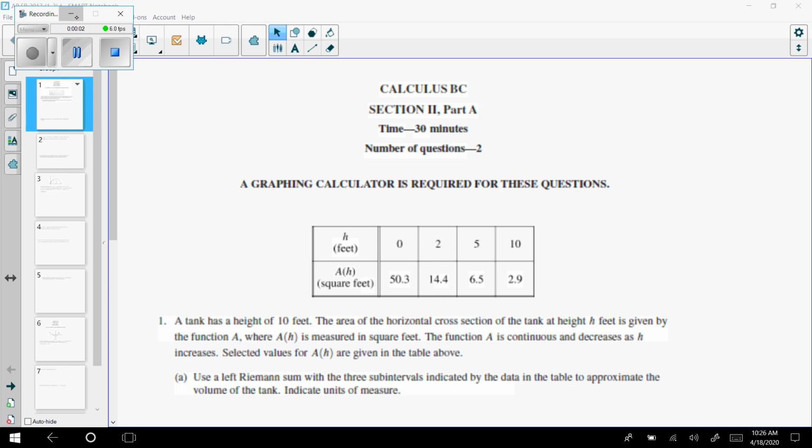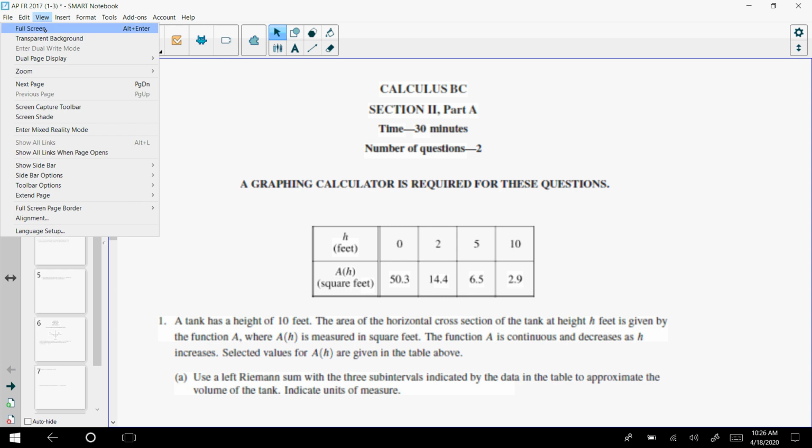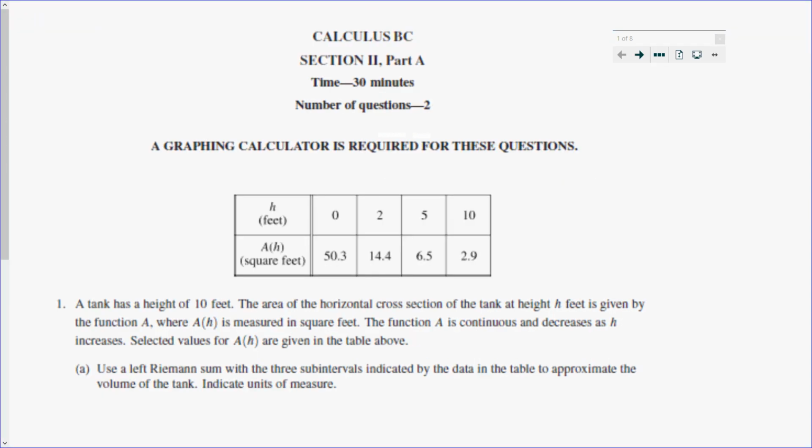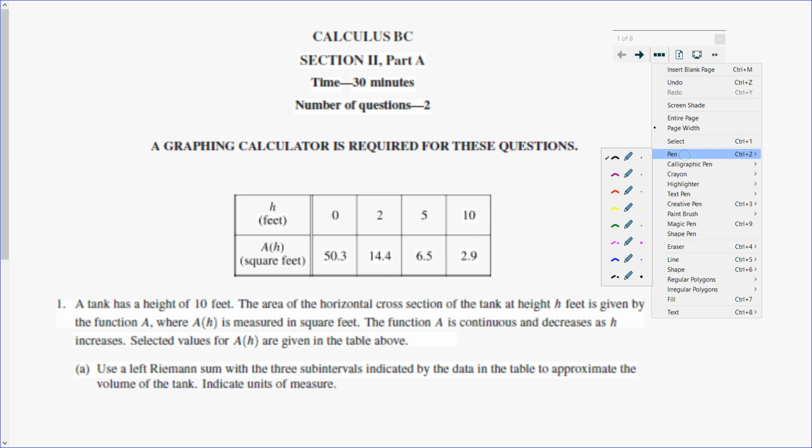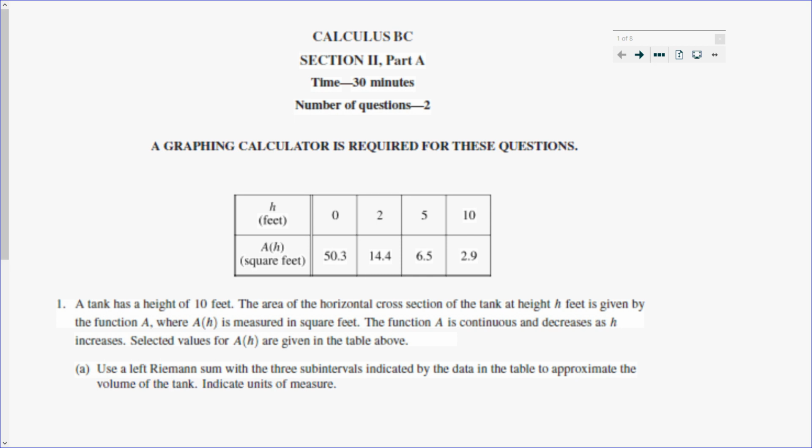Hello, welcome back. We're going to take a look at the 2017 free response calculus exam for the BC test. And we're going to start off with question number one. Question number one is a calculator question. So again, I'm going to do the calculator. I've already done the calculator work ahead of time, so you can stop the video if you need to and check the computations if you need.